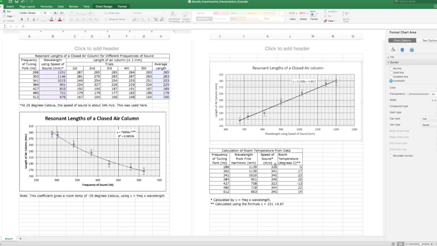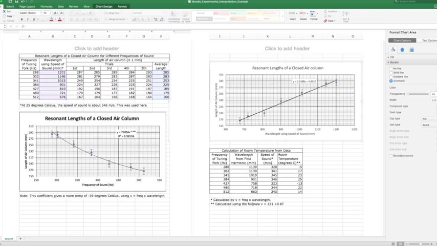So I did that for each of the data points. Now I can calculate the speed of sound, and here's where you can do that with the formula. The formula for the speed of sound is the frequency times the wavelength. So now that we have a value for the wavelength, we can multiply it by the frequency and get a speed of sound value.